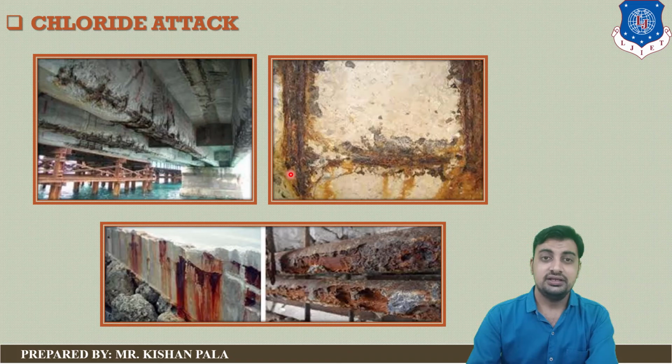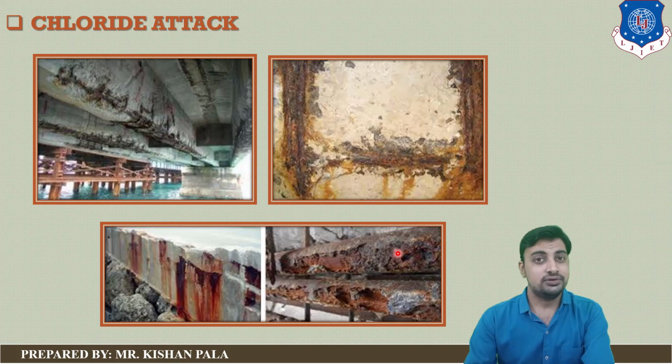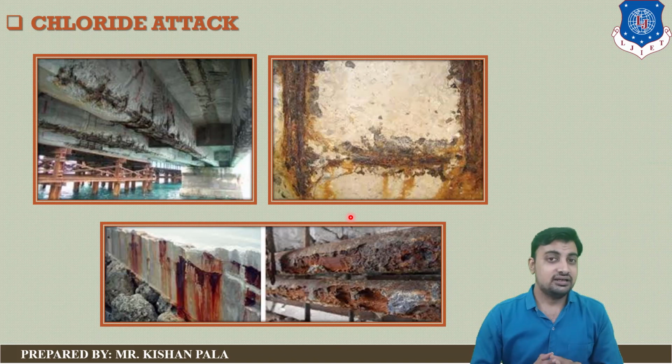And you can see the other photos. Here this surface is affected by the chloride attack, and in the last photo you can see corrosion has happened in the RCC element, in particular the reinforcement, and this will affect the serviceability and the life of the concrete mass. So this is all about the acid attack, chloride attack and sulphate attack.